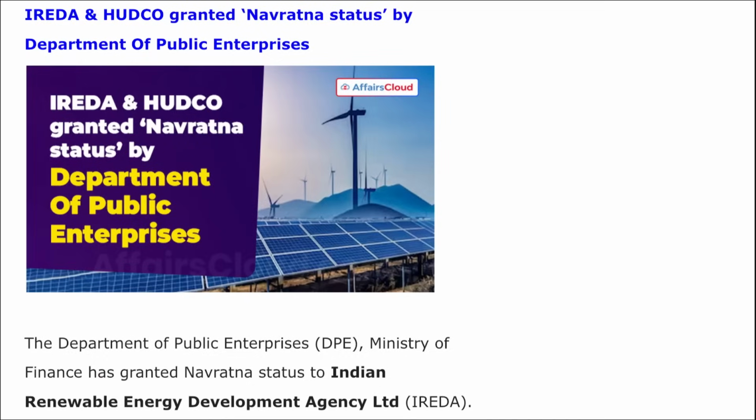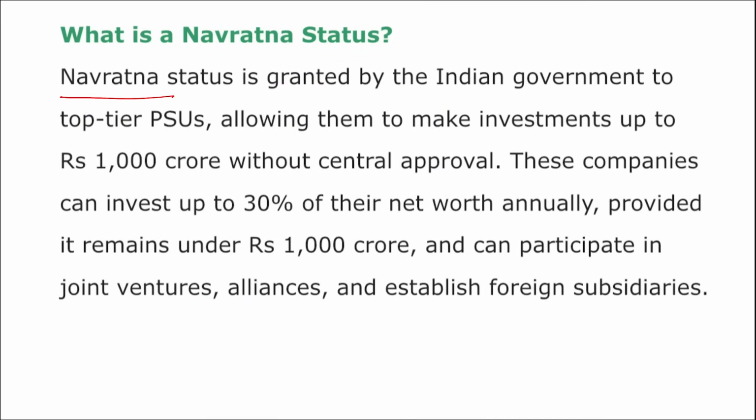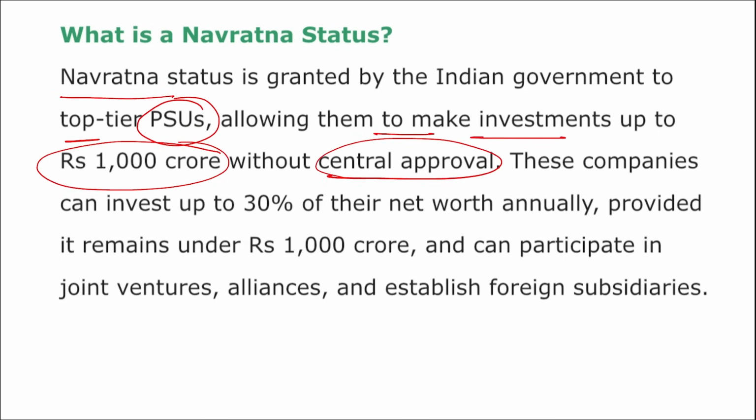Right, then if we talk about Navaratna status, Navaratna status is granted by the Indian government to top tier PSUs, allowing them to make investment up to 1000 crore rupees without any central approval. That means these organizations who have been granted the Navaratna status can now make investment of 1000 crore rupees without any prior permission from the central government.